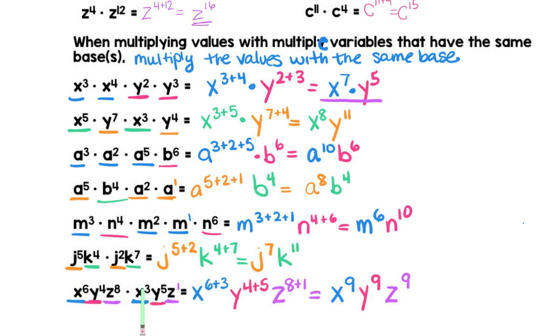X to the 6th, x to the 3rd is x to the 6 plus 3, or x to the 9th. Y to the 4th times y to the 5th is y to the 4 plus 5, or y to the 9th. Z to the 8th times z, which is z to the 1st power, is z to the 8 plus 1, or z to the 9th. So your answer here is x to the 9th, y to the 9th, z to the 9th.